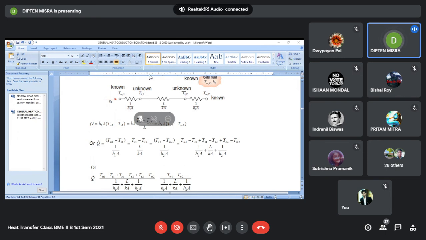At a distance, even if you move infinitely away, or even if you move just beyond the thermal boundary layer, the temperature does not change. That is called the free stream temperature. And normally free stream temperatures are indicated by T infinity. That is the symbolic representation of free stream temperature, where the temperature is not changing, where it does not sense the presence of the wall.